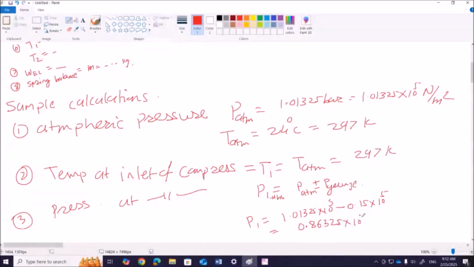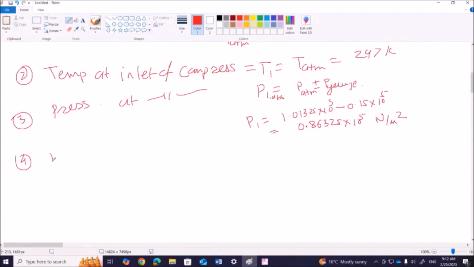0.86325 into 10 to the power 5 Newton per meter square. Fourth, then P2, pressure at outlet of compressor. I need to transfer this value in the calculation table. So it is P2. P2 is equal to, again this is absolute. I need an absolute, so P atmospheric plus or minus P gauge, and here I need to select the plus sign because it is more than atmospheric and it is a higher side pressure.